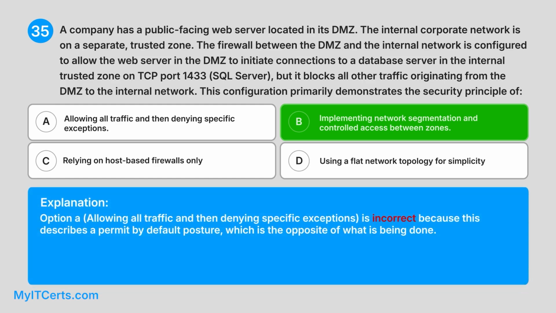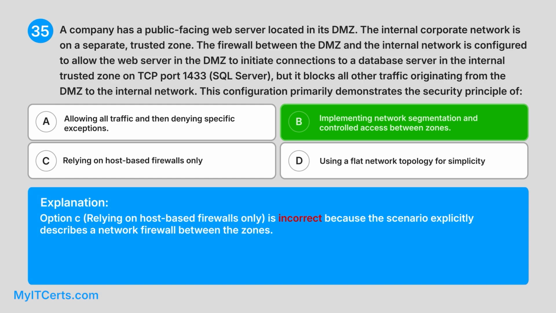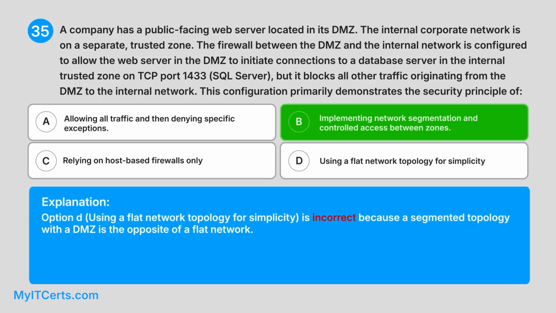Option A, allowing all traffic and then denying specific exceptions, is incorrect because this describes a permit by default posture, which is the opposite of what is being done. Option C, relying on host-based firewalls only, is incorrect because the scenario explicitly describes a network firewall between the zones. Option D, using a flat network topology for simplicity, is incorrect because a segmented topology with a DMZ is the opposite of a flat network.